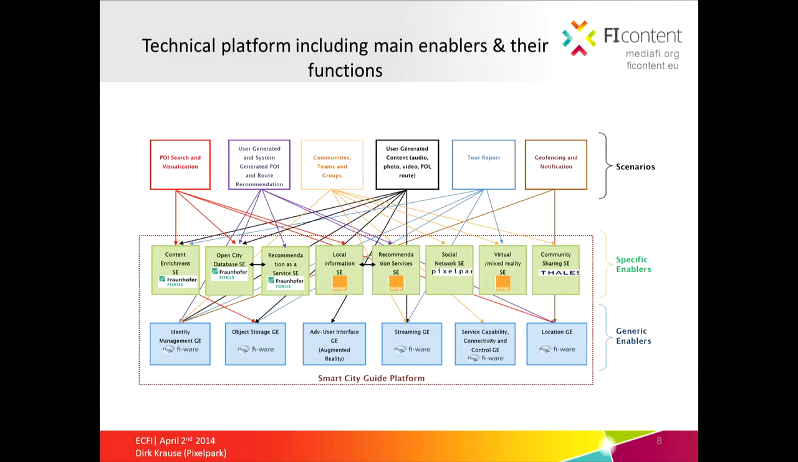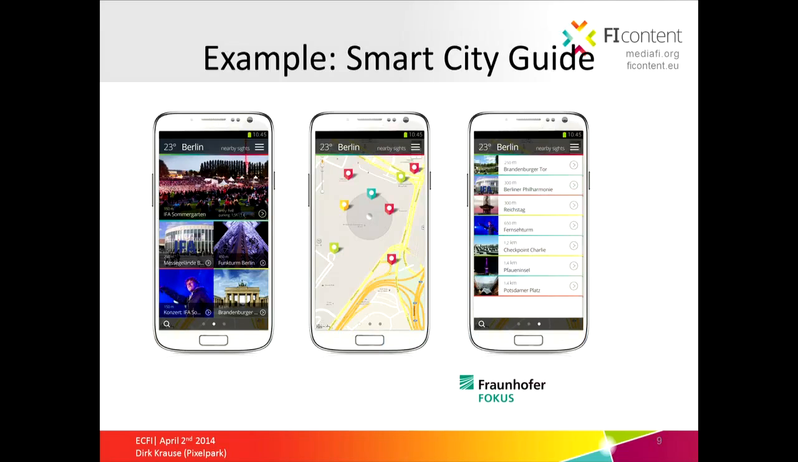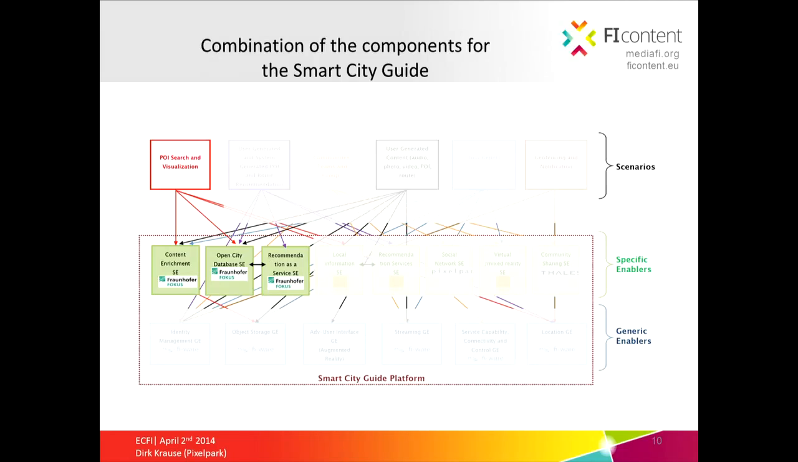We created scenarios to do experimentation on the so-called enablers, which are basically simply software components that you can download and install, or that run as a software as a service somewhere. And there's a distinction between specific and generic, which is sort of project inherent and not really important. To give an example, the Smart City Guide of Fraunhofer Focus deals with the 3 enablers they created: recommendation as a service, the before mentioned Open City database, and the content enrichment SE, and uses this to do point of interest search and visualization.